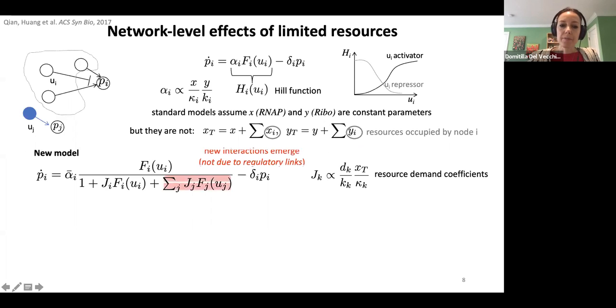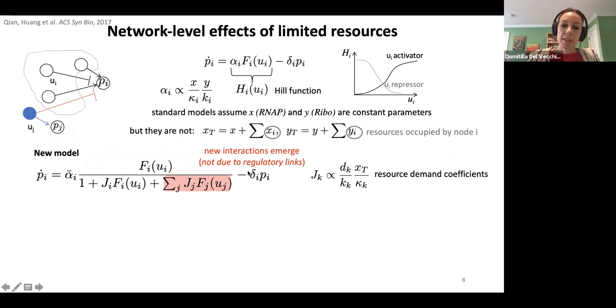In particular, there is a term that shows that any protein P_i is going to be affected not just by its intended regulators, but also by any other regulator in your system. Specifically, for example, if U_j is an activator for P_j, the Hill function is going to be increasing, and as a consequence, since it's in the denominator, it's going to repress P_i. The strength of this hidden repression is directly proportional to what we called the resource demand coefficient, which is proportional to the DNA copy number of your regulator DNA, to the RBS strengths and to the promoter strengths of the target that it's regulating.